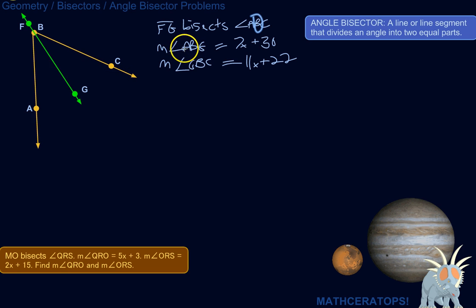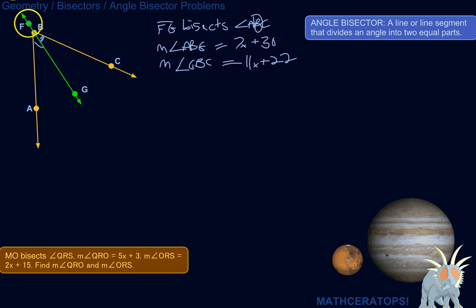The measurement of angle ABG, so this one, is 7x plus 30 degrees. Let's call them degrees. We could measure it in other units, and I didn't really specify the units here, but let's just pretend we're talking about degrees. And then the measurement of angle GBC is 11x plus 22. That's this one, 11x plus 22.